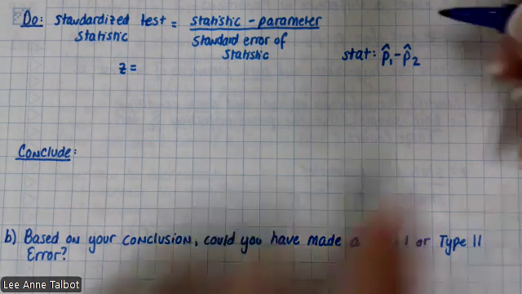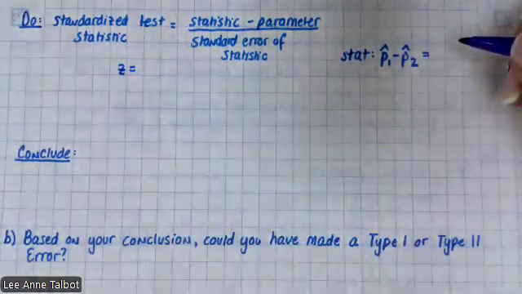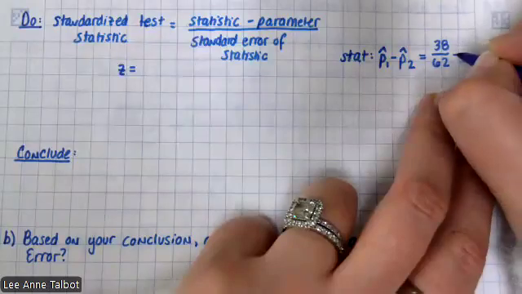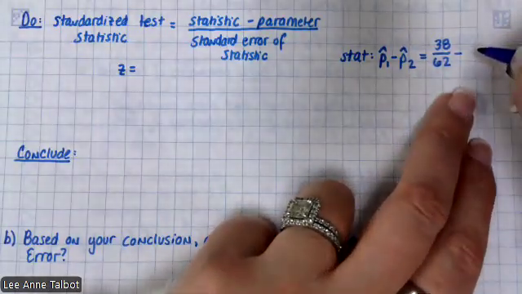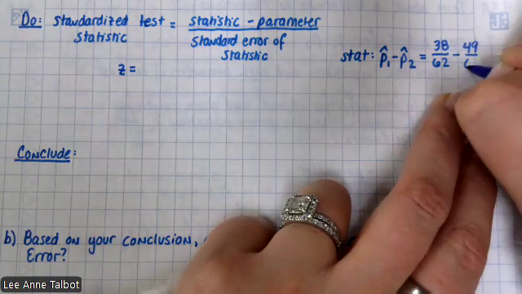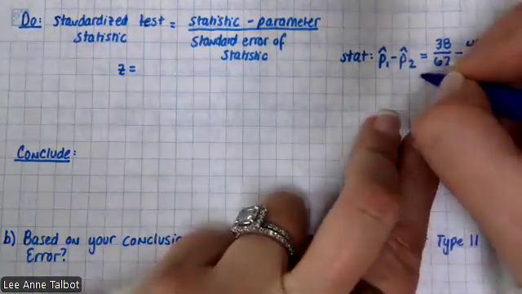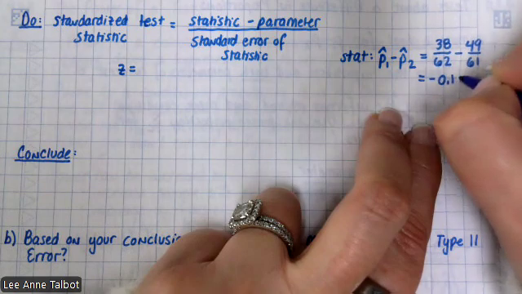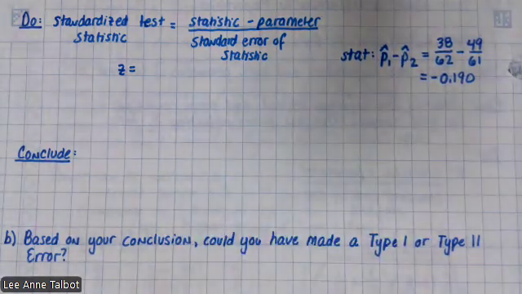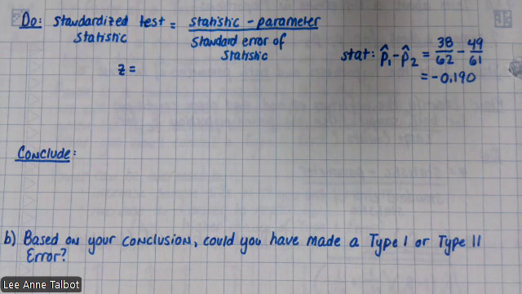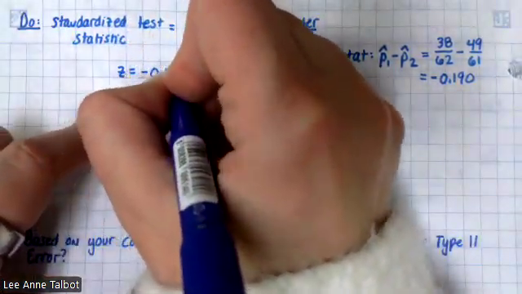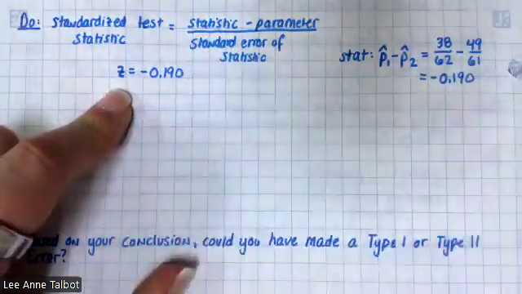Okay. P hat 1 was 38 over 62 minus P hat 2, which was 49 over 61. And that comes out to be negative 0.190. Okay, so I'm going to take this negative 0.190 and plug it in right here where the statistic is.